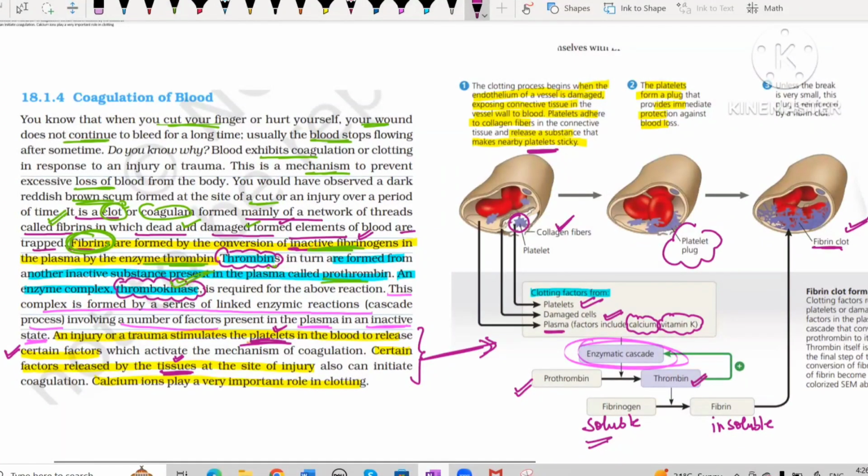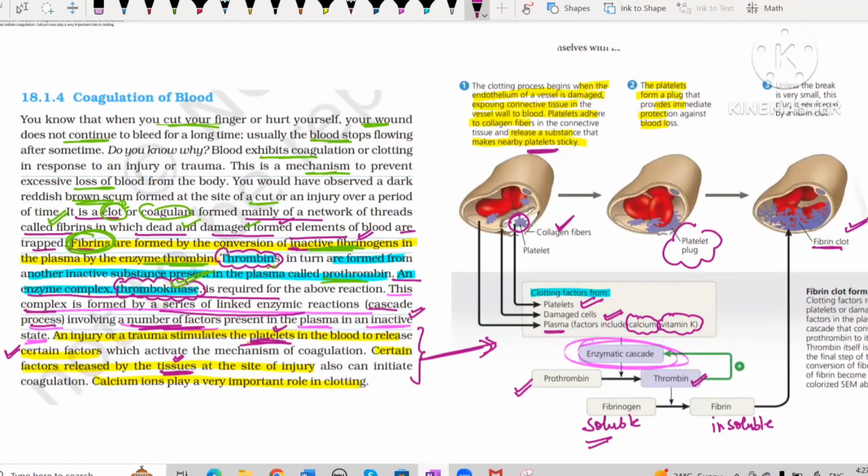So an enzyme complex, that is thrombokinase, is required. And this complex is made by a series of enzyme reactions. They all are linked. That is known as the cascade process. One after another, everyone is linked to each other, and a large number of factors are involved to convert all the inactive forms into active form.